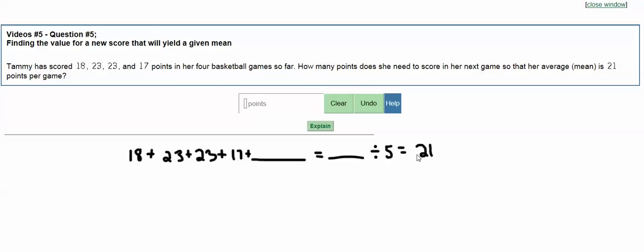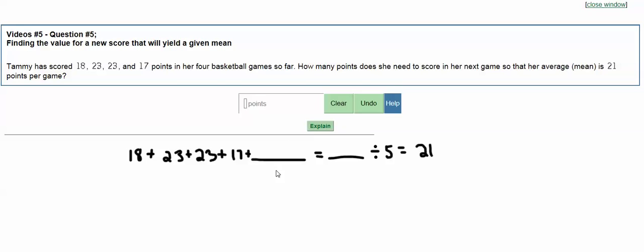Well, let's work this as we would in a typical fashion so I can show you how to work it backwards. If you were solving the mean, you would add the 5 numbers, we're missing one. You would get the total. Then you would divide it by 5 and want the answer to be 21. This we know from the problem here. So how can we figure out this number?